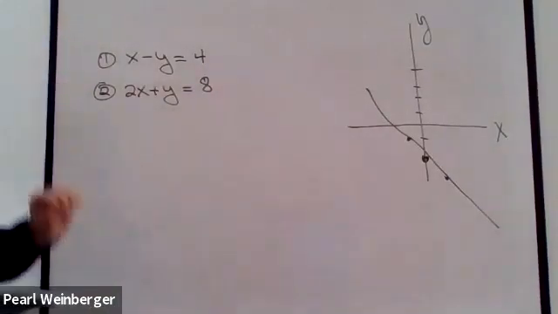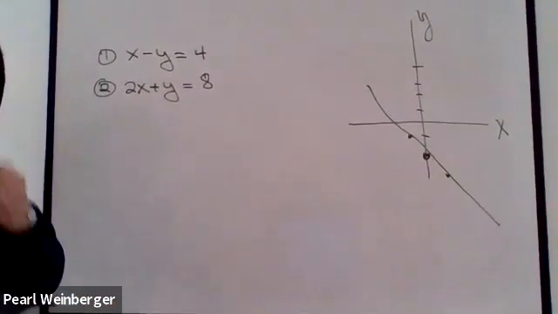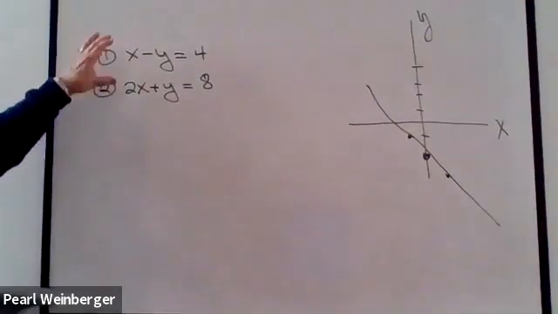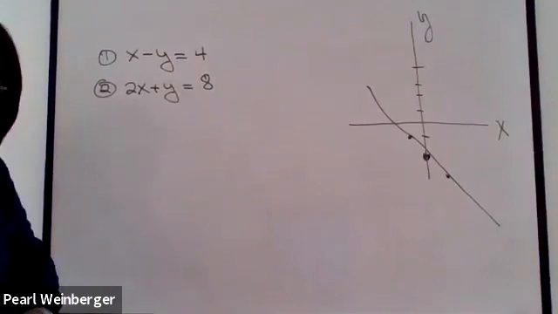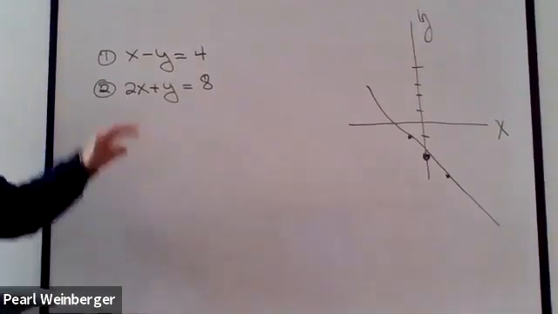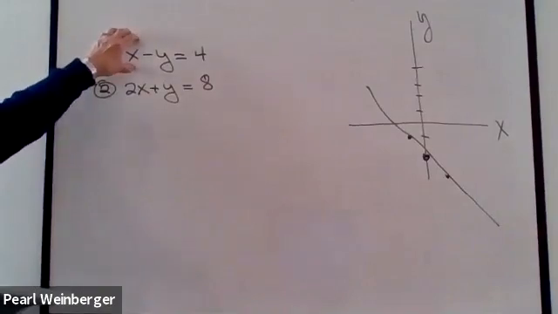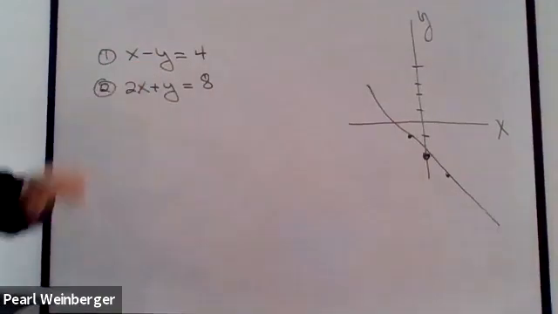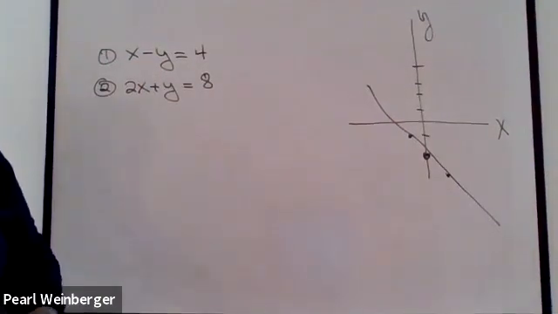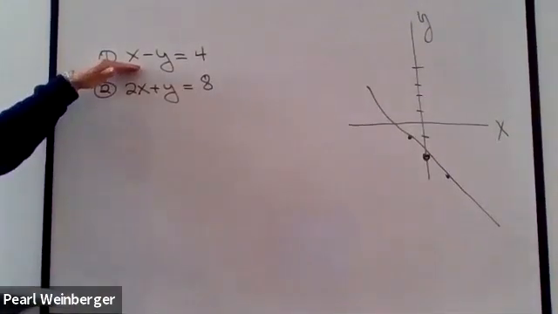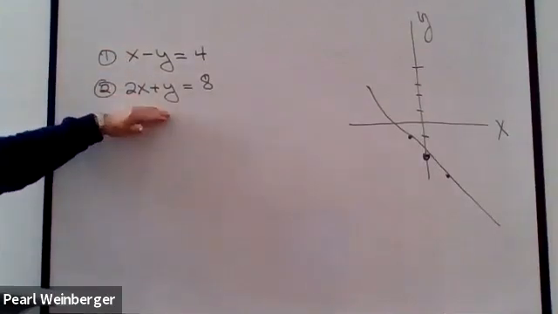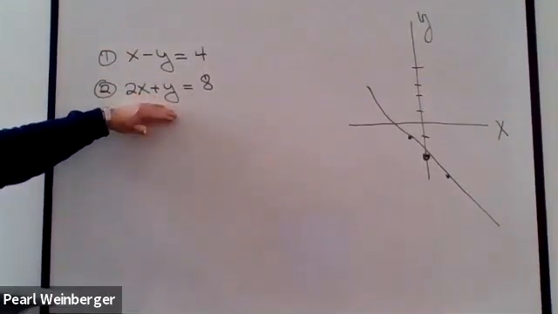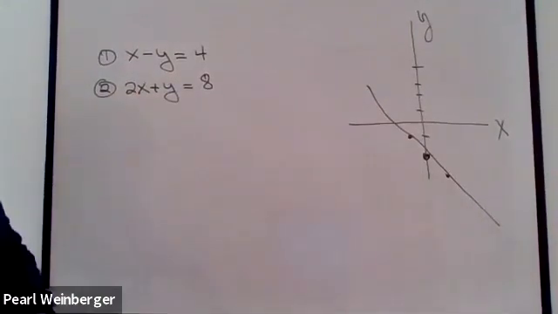Notice most of the time when they're giving these systems of equations, they don't give the equations in y equals mx plus b form. They usually give it in what we call the standard form, where they have the x, then the y, then the equal sign and the number. Both of these equations are in standard form. If we wanted to solve this graphically, we would put each of these into the y equals mx plus b form, and then graph the two lines and see where they meet.